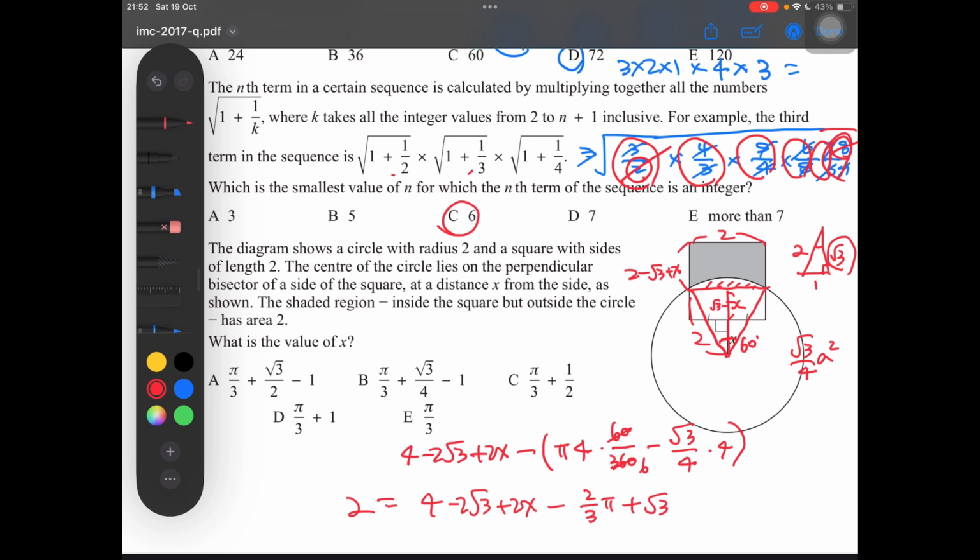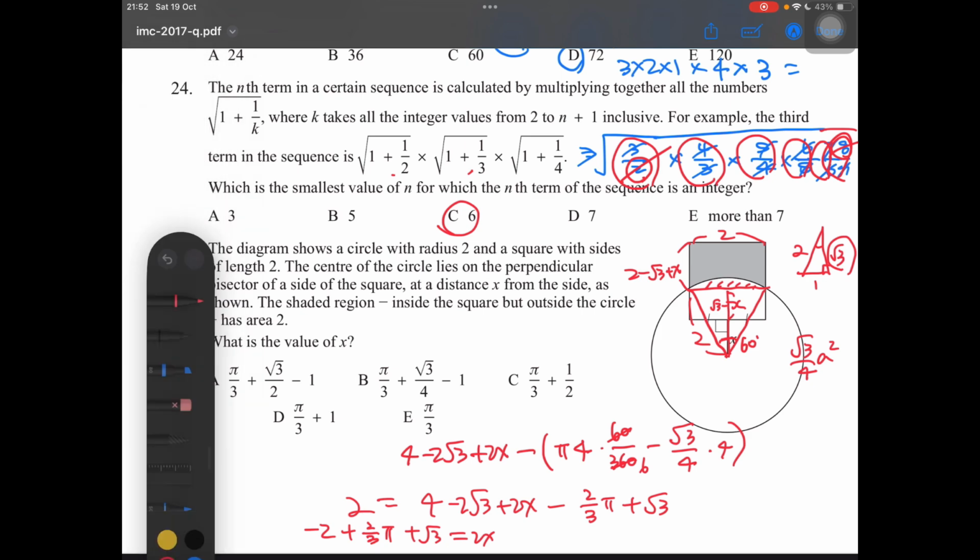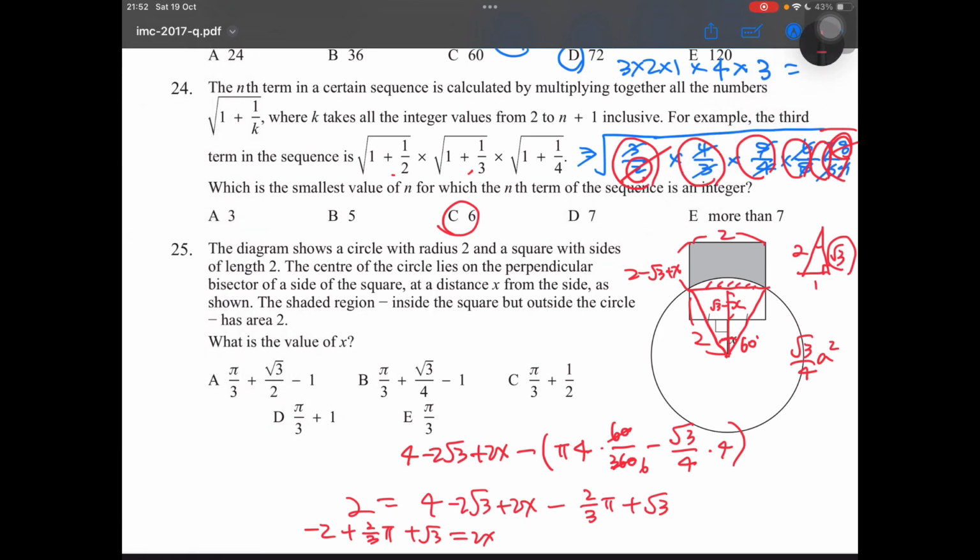So now negative 2 plus 2 over 3 pi plus square root of 3 becomes 2x. So now x is 3 over pi and square root of 3 over 2 and negative 1.